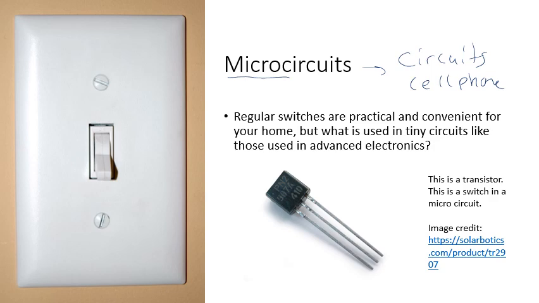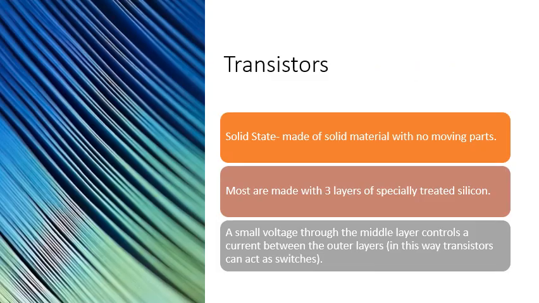Okay. So, for example, regular switches are practical and convenient for your home, but what do switches look like in tiny circuits? Well, they look like this, and they're called transistors. Okay, so a transistor is one of these things, pretty much, but for a much smaller circuit, a circuit found in your cell phone, for example. Transistors do other things, but I'm not going to talk about that right now. For our purposes, we need to know that transistors are switches that will turn things on and off in a microcircuit. Okay, so transistors can be solid state, meaning that they're made of solid material with no moving parts.